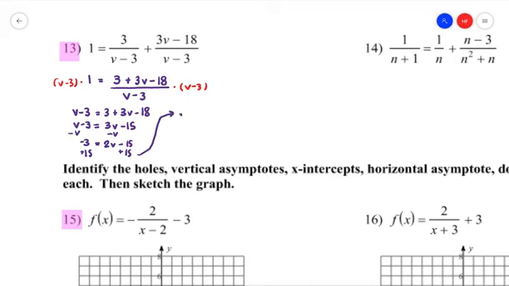Positive 12 equals 2v, divided by 2, and we get 6. Then we want to check, does that make an extraneous solution? If I plug that in here, I would have 6 minus 3, which is not 0, so v equals 6.